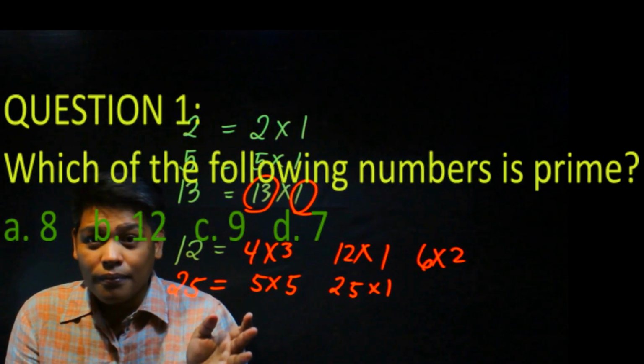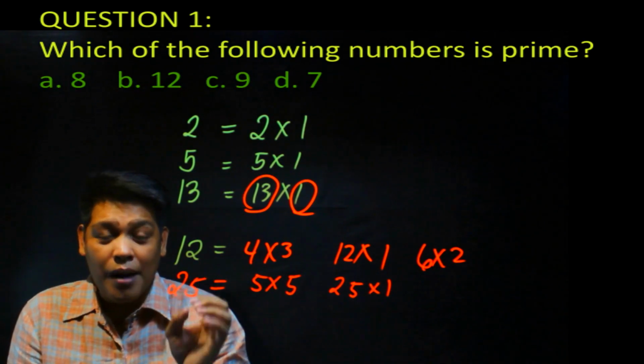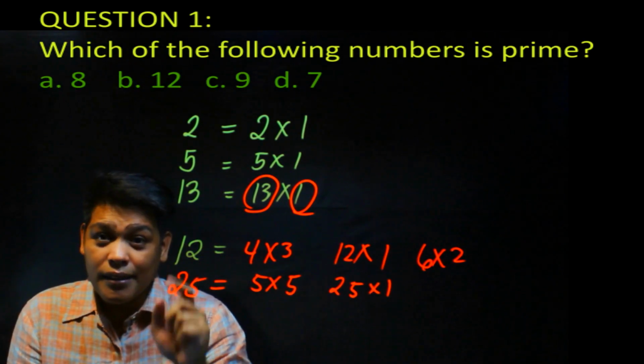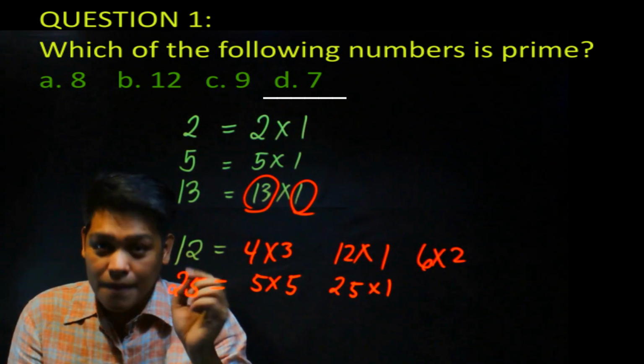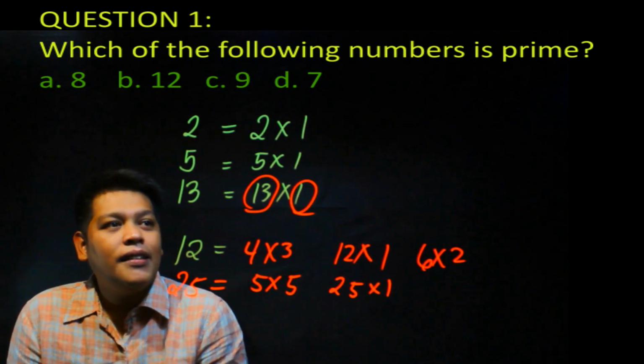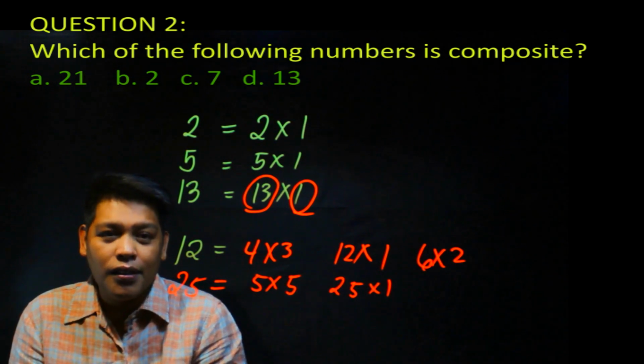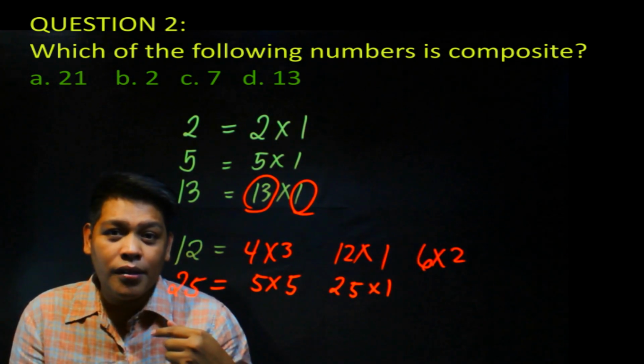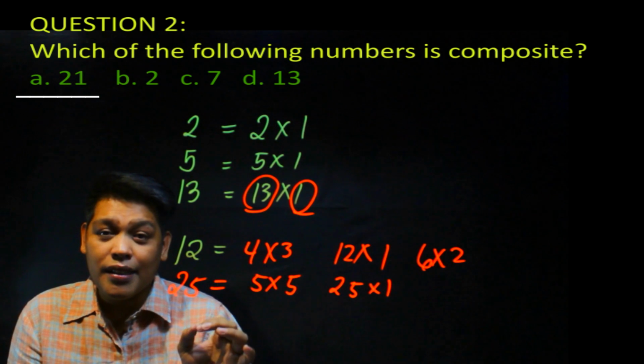Sa question number 1, alin dito yung prime number? So, ang sagot dyan is letter D. So, number 2 naman, alin dito yung composite number? Ang sagot dyan is letter A. So, para malaman natin kung ilan ba ang prime numbers from 1 to 100, kailangan, sulat muna natin sila ng pagganito.